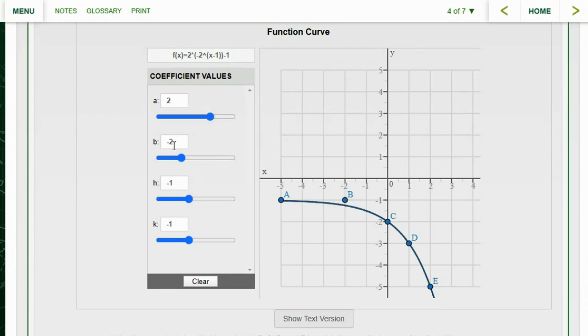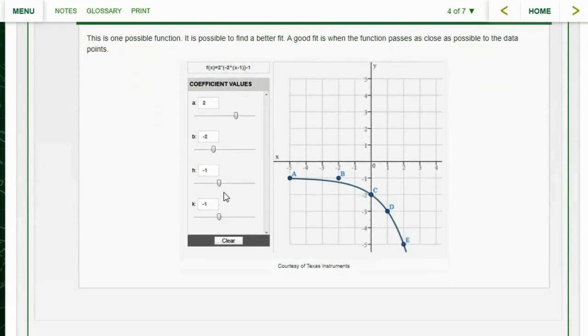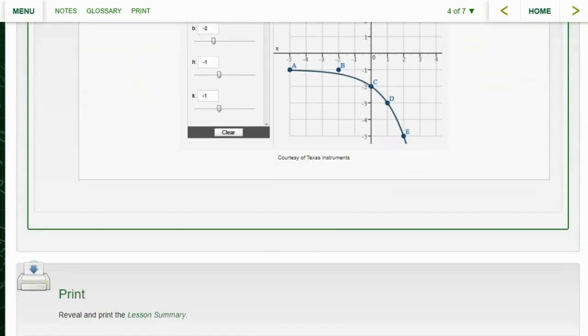They went with a base of negative 2, which they told us you're not supposed to do. They said no negative bases. They said it's supposed to be a positive base. So they really kind of broke their own rule as far as that. That's why we used a negative coefficient instead. But that's what you can play around with. Lesson summary. We're at the end of the lesson.